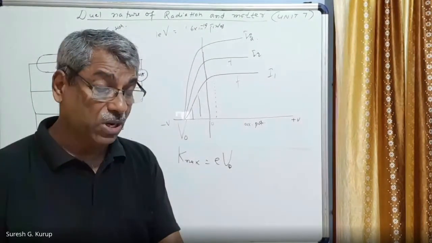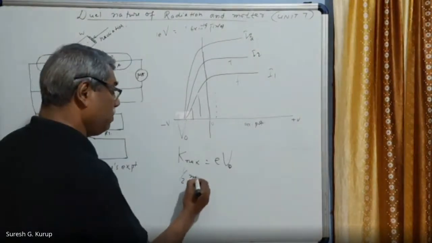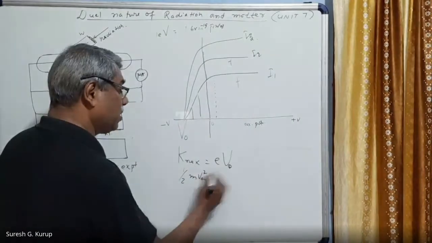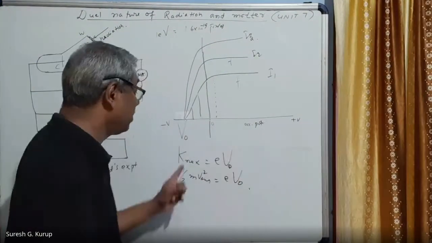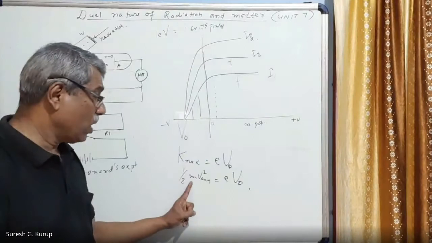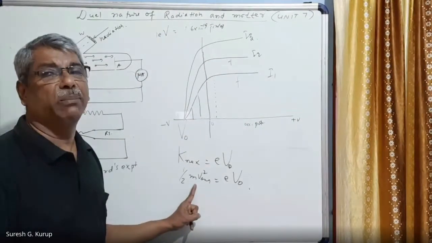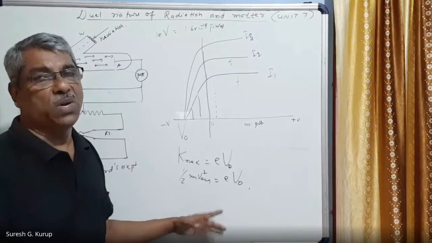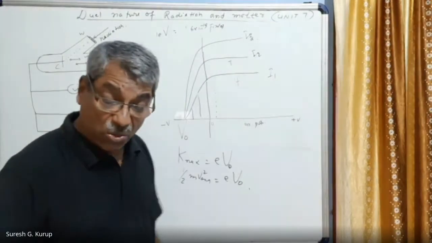K max, or we can write it as half m v max squared, is equal to eV0. K max is the same as half m v max squared. What is m? m is the mass of an electron. What is v max? v max is the maximum velocity attained by the electron. So this is another one.